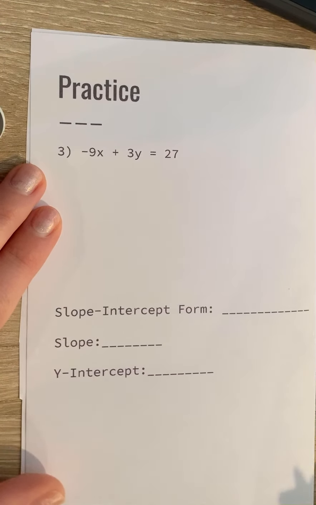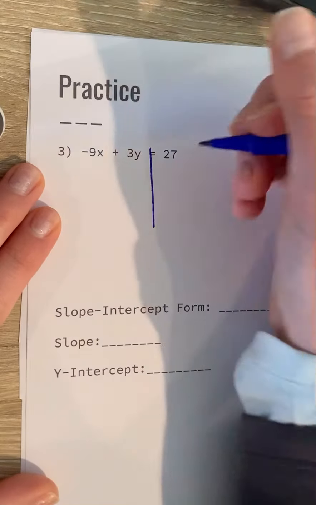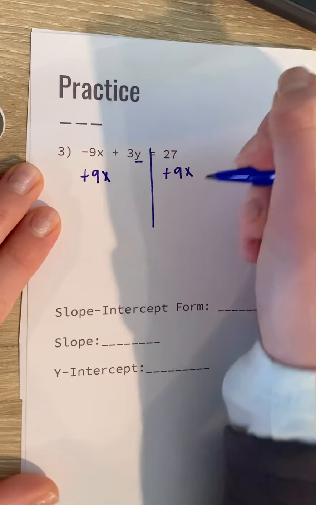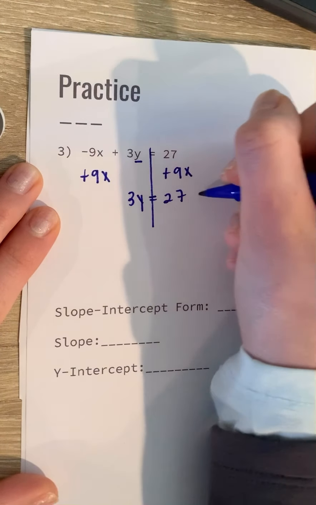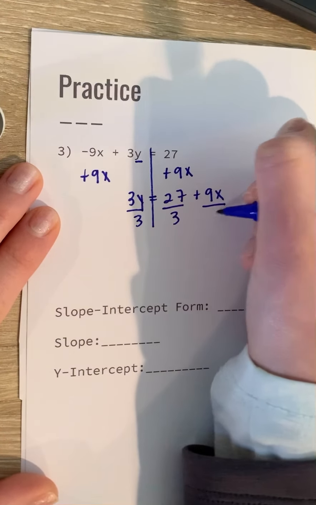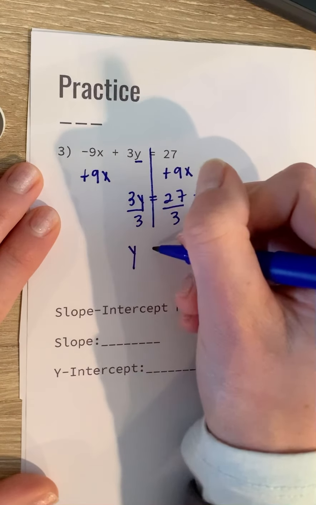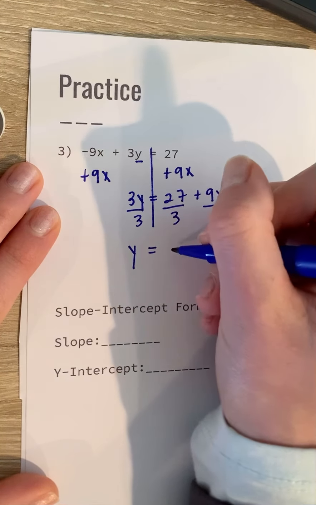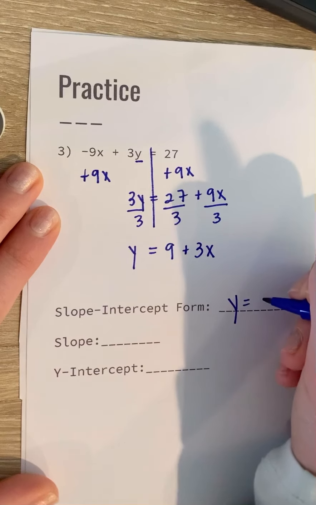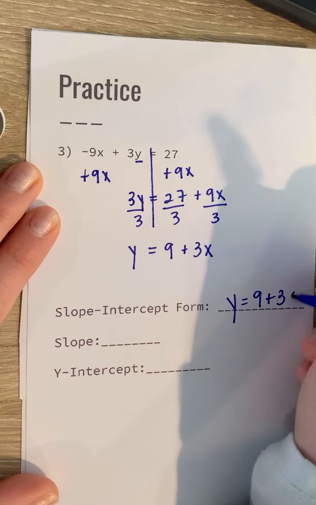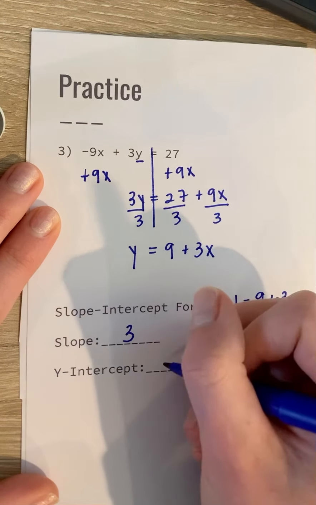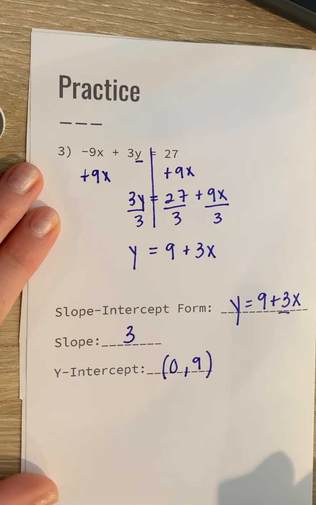All right, example number 3. Okay, same thing. We want to get the y by itself, so I'm going to move everything away from the y, and I'm going to start by adding that 9x over. So I have 3y equals 27 plus 9x. And then I'm going to divide every single term by 3. So I'm left with y equals 27 divided by 3, we get 9. 9x divided by 3, we get 3x. So my slope-intercept form is 9 plus 3x. So my slope is 3 because that's the one by the x, and my y-intercept is 9 because that's the one by itself.